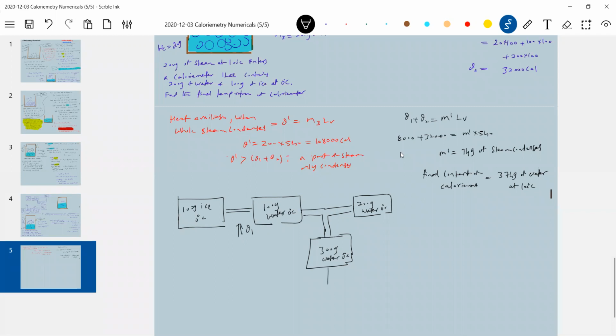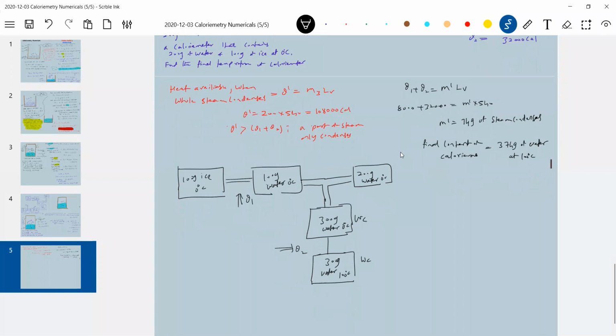Next, this 300 gram of water should become how much? 100 degrees Celsius. So for that Q2 amount of heat, even water equivalent of calorimeter should be there. I need not show that. WC, you write it. It will be understood. So who should provide this Q1 plus Q2? The steam.